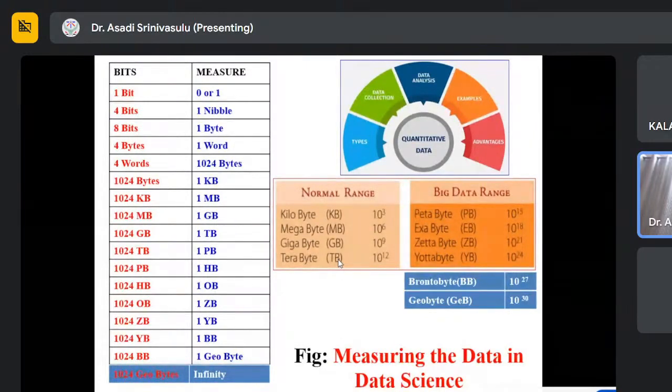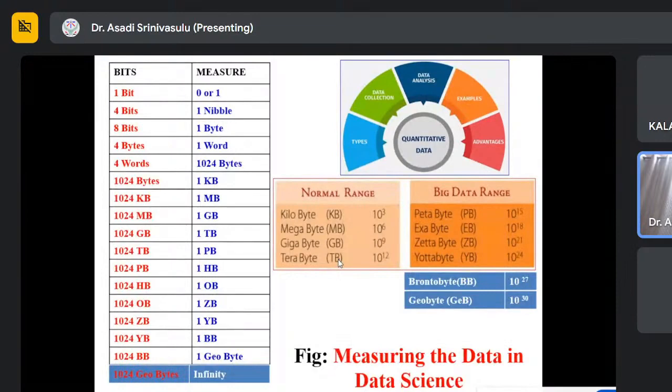1024 gigabytes is equal to 1 terabyte. 1024 terabytes is equal to 1 petabyte. 1024 petabytes is equal to 1 exabyte. 1024 exabytes is equal to 1 zettabyte. 1024 zettabytes is equal to 1 yottabyte. And 1024 yottabytes is equal to 1 brontobyte.